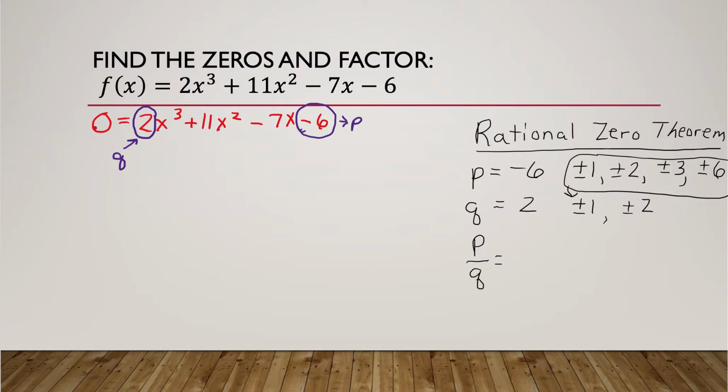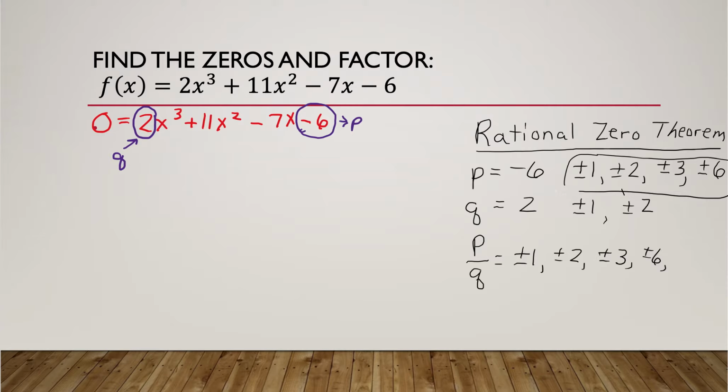So I'm taking a P value and putting it over 1. 1 over 1 is still going to stay 1. This 2 over 1 simplifies to 2. 3 over 1 simplifies to 3. 6 over 1 simplifies to 6.